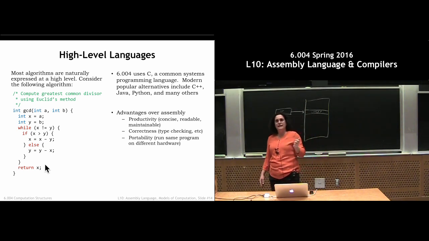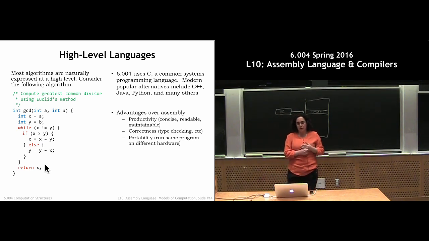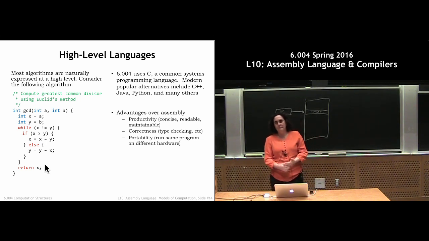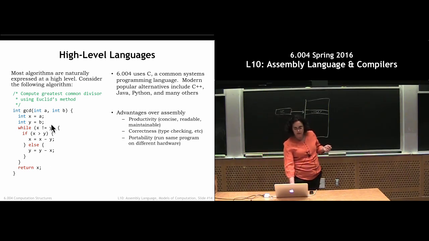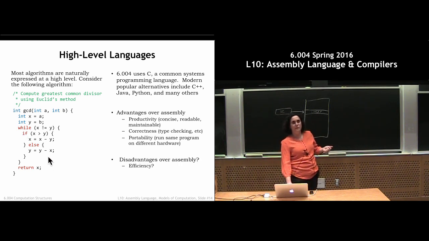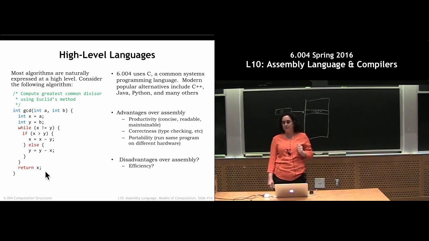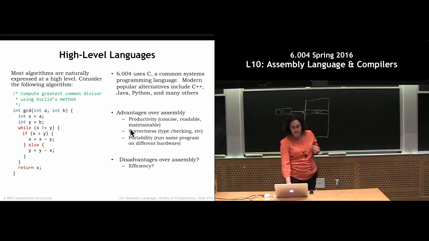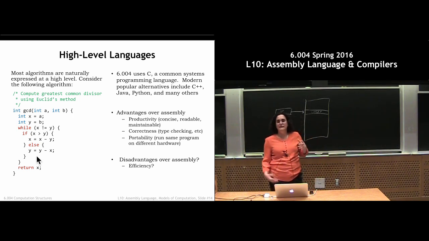Okay, so what are the advantages of using a high-level language over assembly? As I mentioned, first of all, our code is going to be much easier to understand, right? It's much easier for me to express my algorithm in this form than to have to convert my while loop into assembly instructions and then interpret what it is that those assembly instructions really mean. Similarly, it's also more readable, more maintainable, and easier to avoid having bugs in it.